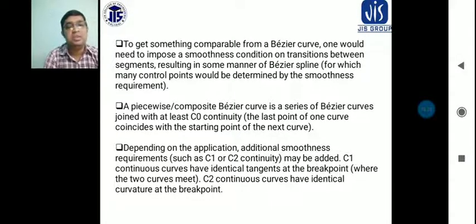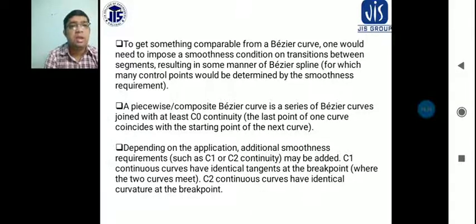The Bezier curves are joined here, which gives C0 continuity: the last point of one curve coincides with the starting point of the next curve. Depending on the application, additional smoothness requirements such as C1 or C2 continuity may be added.